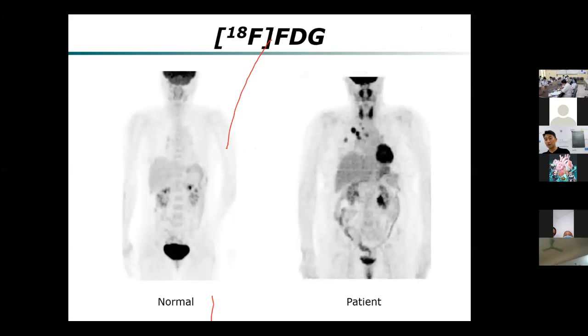The left side of the figure is the normal image. It shows the brain and some other organs with faint uptake. But on the right side of the figure, we can see the image of the tumor site, with uptake higher than in other organs.